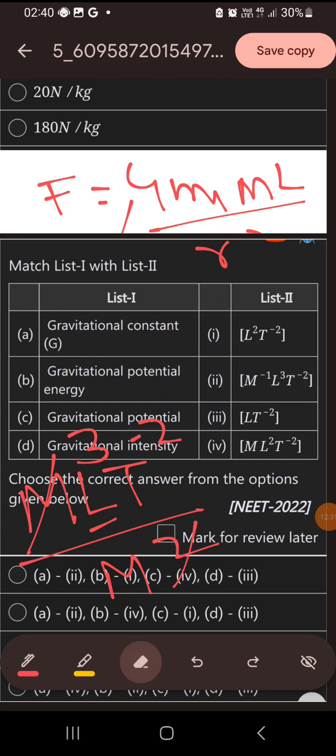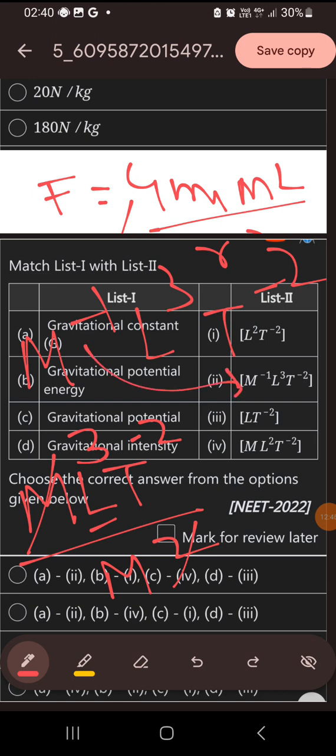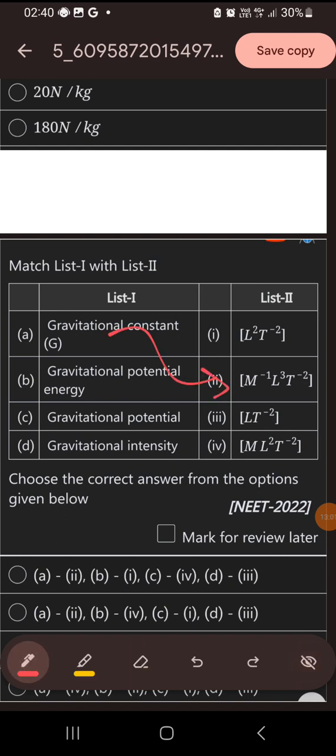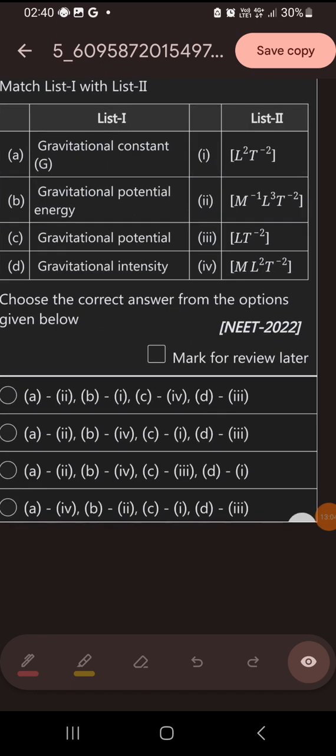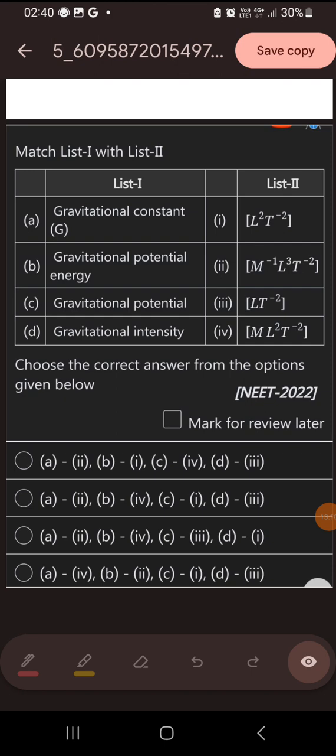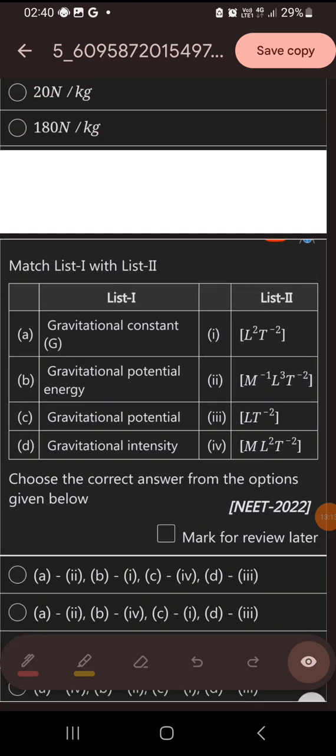So m is below, it moves up, so it will be inverse: m inverse L cube t power minus 2, m inverse L cube. So for option A, option 2 will be the correct answer. So we don't want to solve all the things. Make sure the first 3 options will be same. What is the dissimilar option here? C will be the dissimilar one. So shall we solve the C?